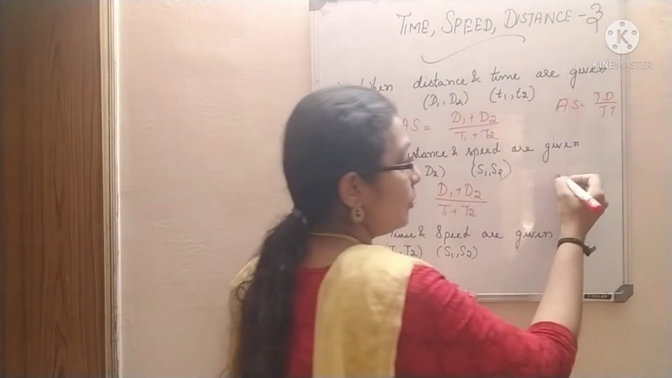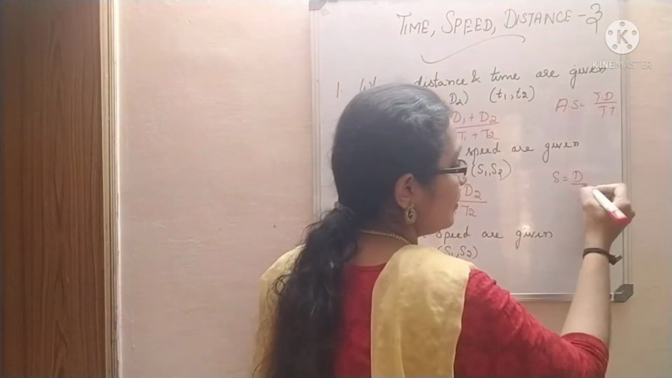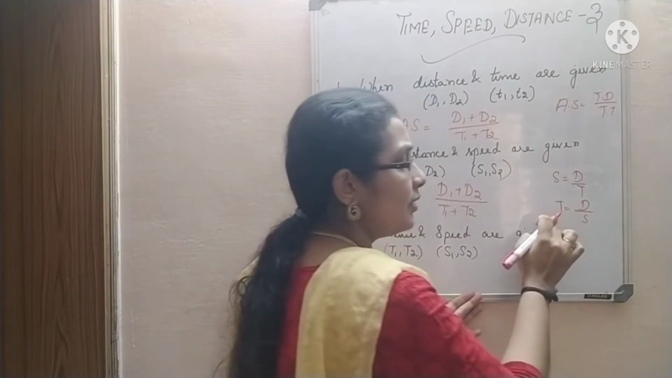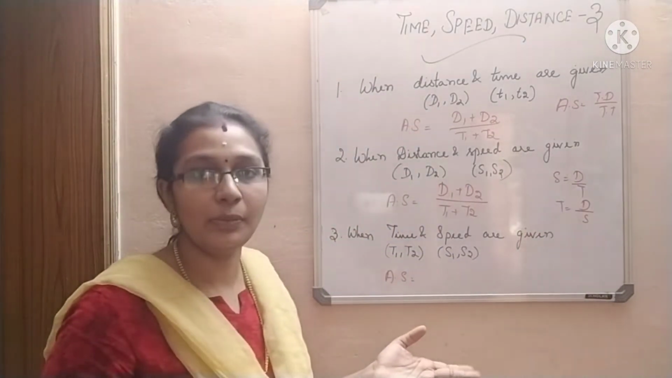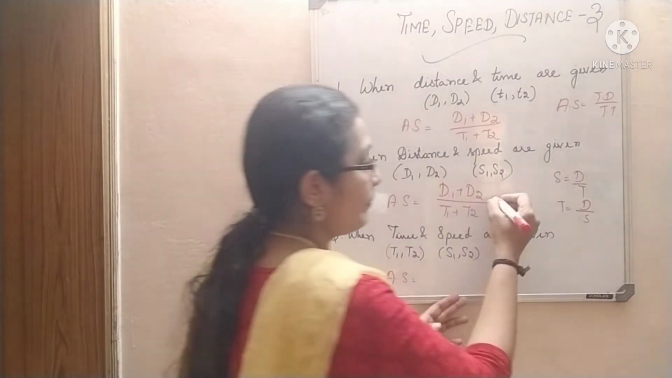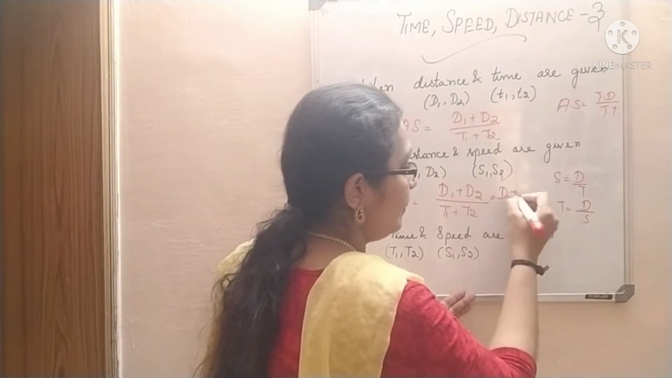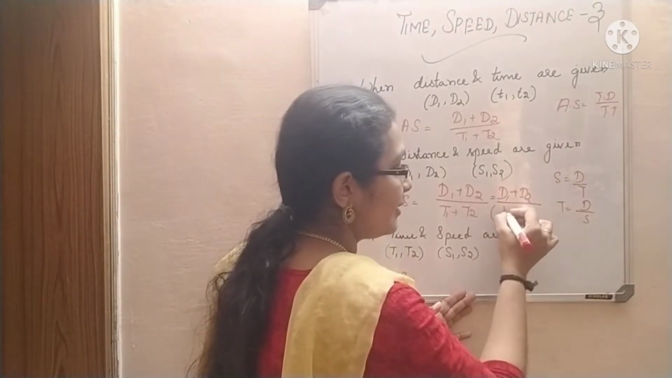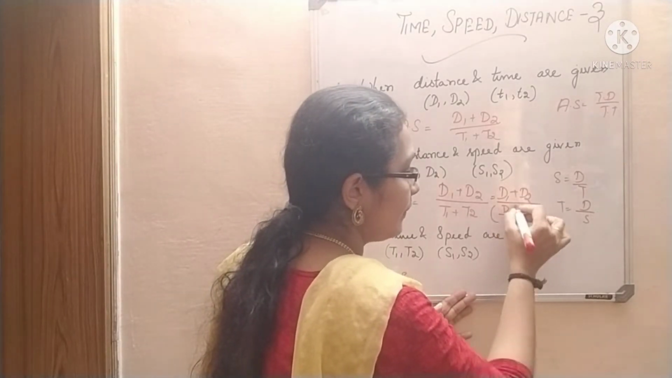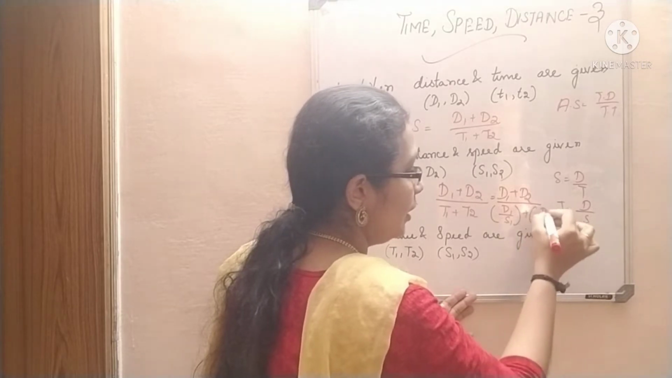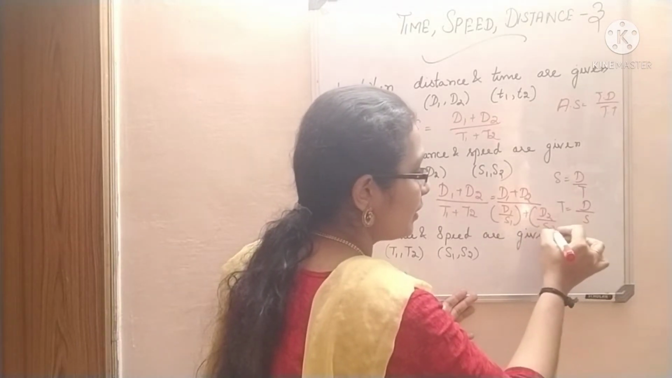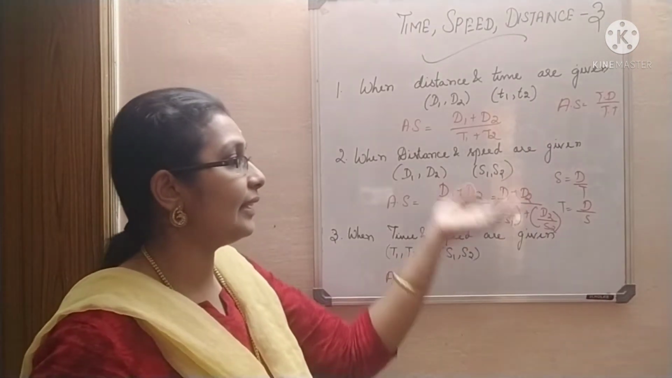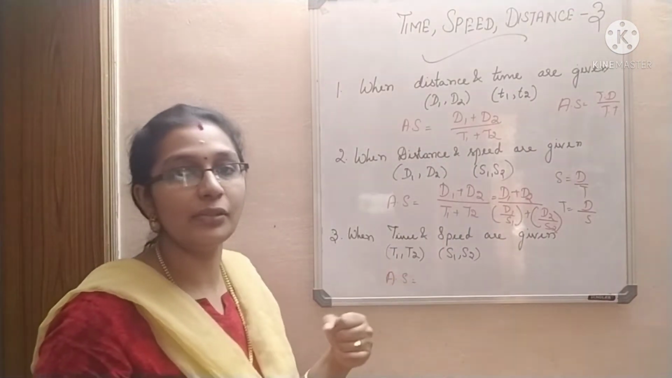We know speed is equal to distance by time, so time is equal to distance by speed. So instead of time, if I substitute distance by speed, I will get time, right? So how can I rewrite this? d1 plus d2 divided by, instead of t1 you will substitute d1 by s1, plus d2 by s2. Clear? So when time is not given directly, you will take it from the question using speed.